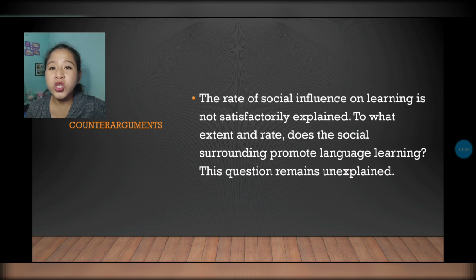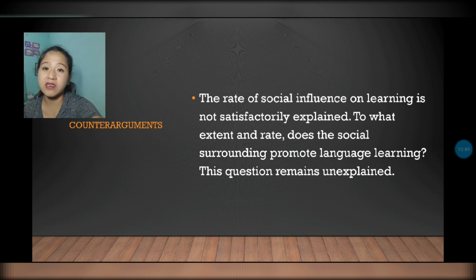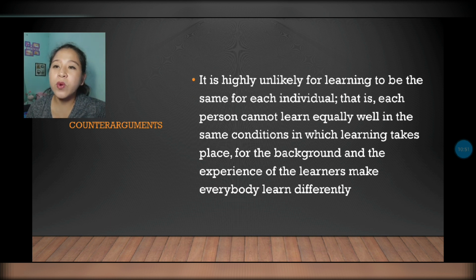Alright, another counter argument. The rate of social influence on learning is not satisfactorily explained. To what extent and at what rate does the social surrounding promote language learning? This question remains unexplained by the behavioristic approach. Another one: it is highly unlikely for learning to be the same for each individual, just like what I was saying a while ago. That is, each person cannot learn equally well even in the same conditions in which learning takes place.